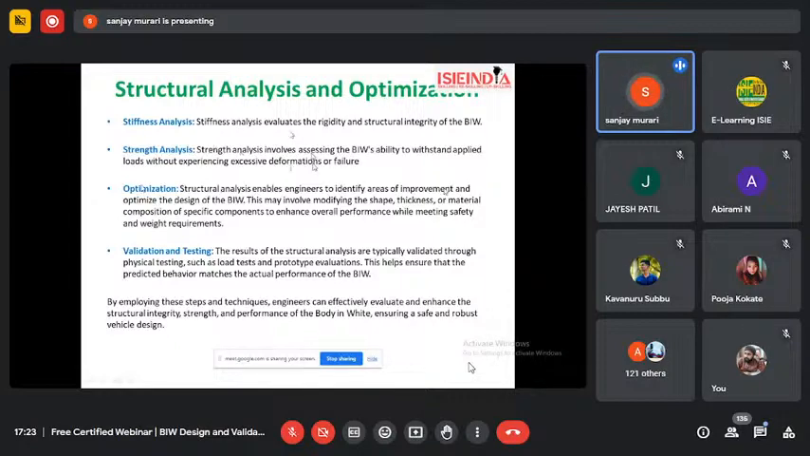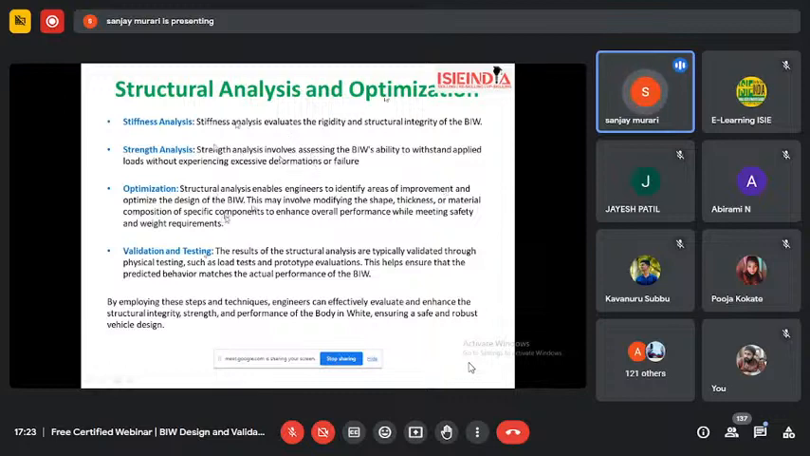And in the optimization we should also think of techniques: shape optimization, topology optimization, or changing the thickness. These are some of the techniques for optimization. Then comes validation and testing. When we carry out the analysis in the software, computer-aided engineering analysis under various loading conditions, and optimize the design, next comes validation and testing.